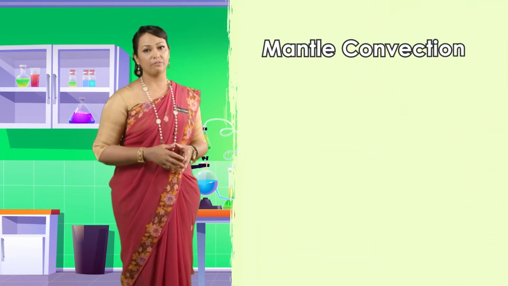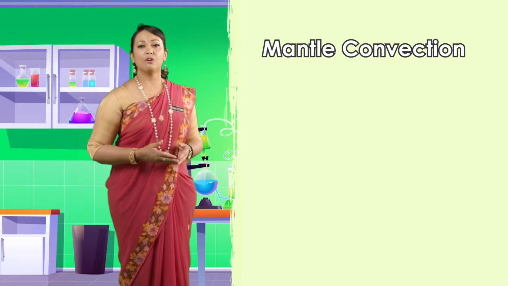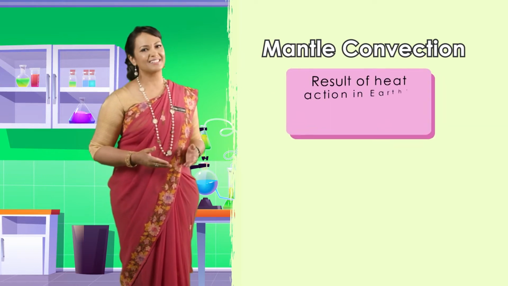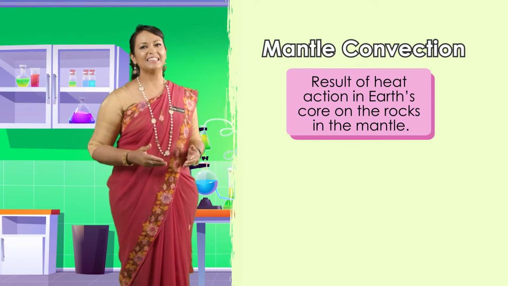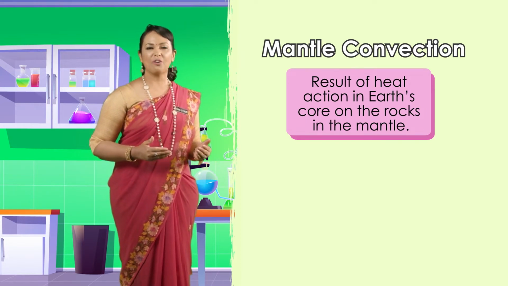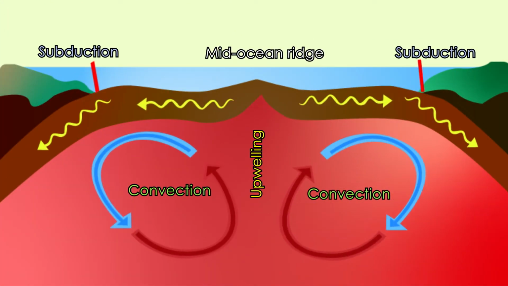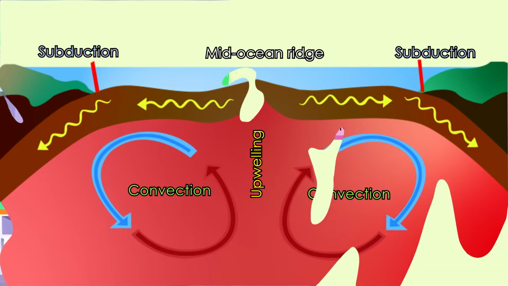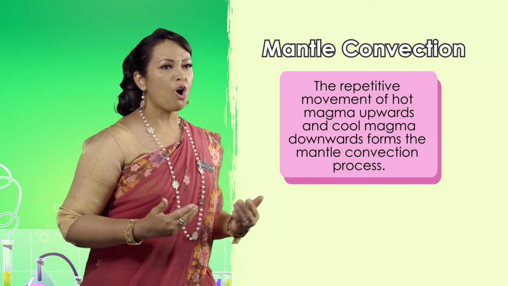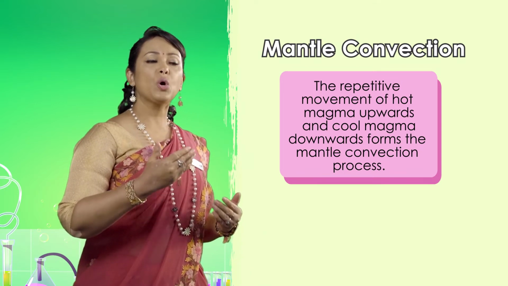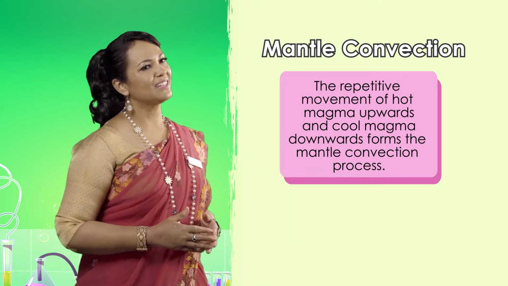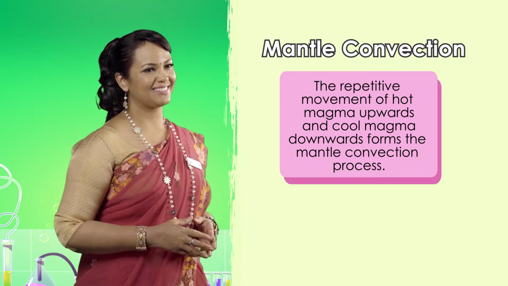The first endogenic process is the mantle convection process. The mantle convection process is formed as a result of heat action in the earth core on the rocks of the mantle. The hotter magma is less dense, thus it moves upwards. The cooler magma is denser, thus it moves downwards. This repetitive movement of hot magma upwards and cold magma downwards forms the mantle convection process.